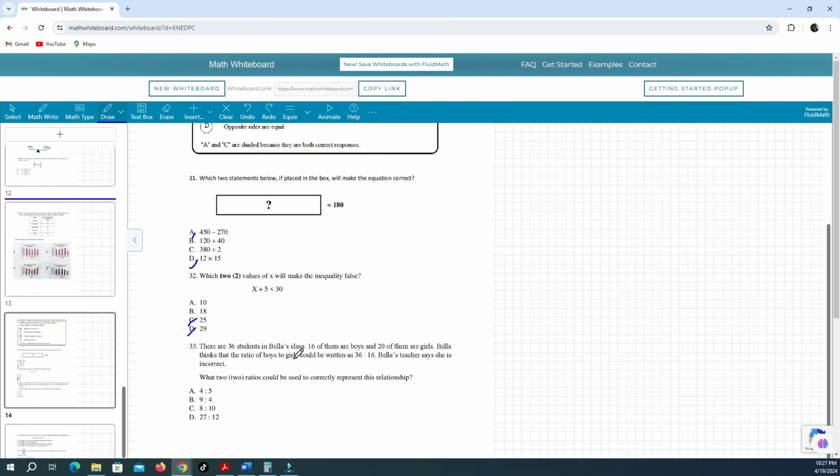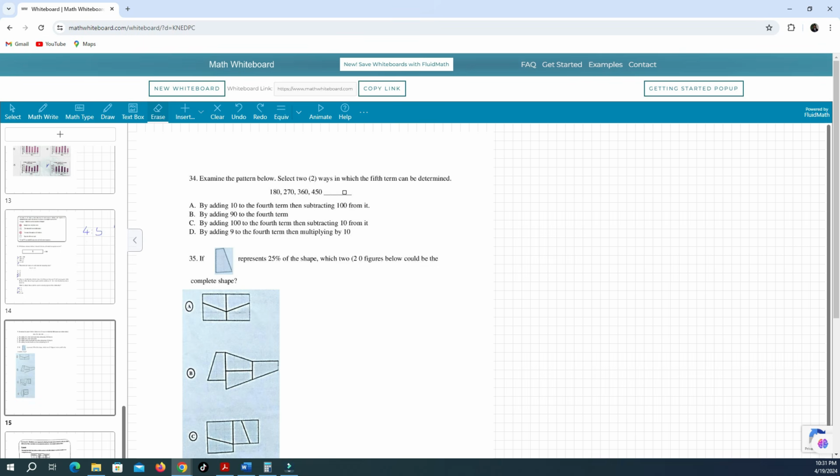There are 36 students in Bella's class. 16 of them are boys and 20 of them are girls. Bella thinks that the ratio of boys to girls should be written as 36 to 16. That can't be correct. Bella's teacher says she's incorrect. What two ratios could be used to correctly represent the relationship? So we know there are 36 students, right? So I would say B and C.